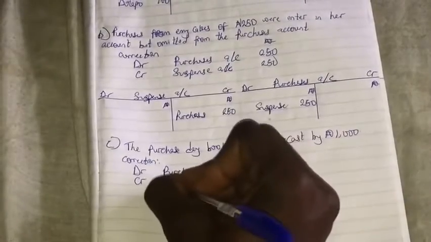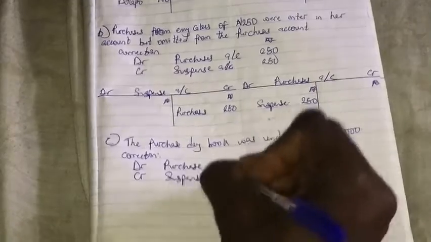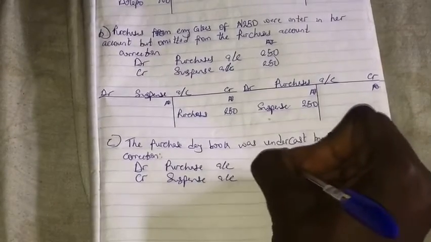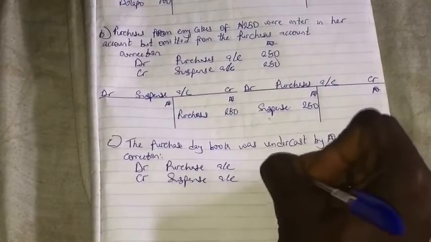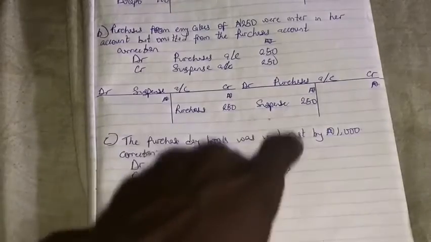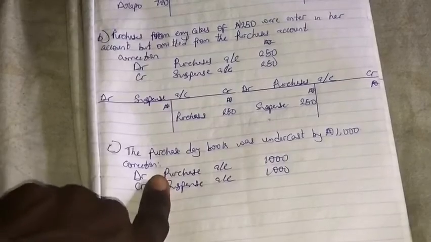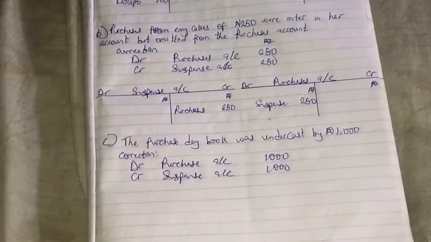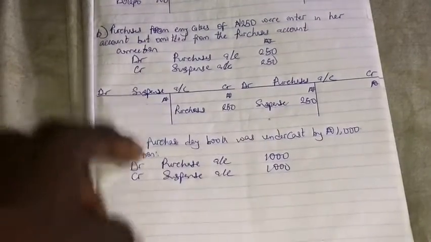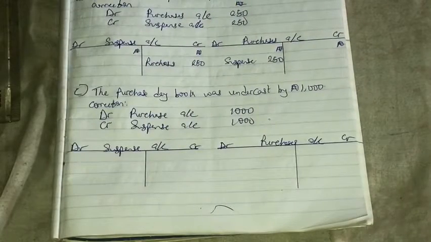Then you credit your suspense account with 1,000 naira. Assuming the question says the purchase day book was overcast by 1,000 naira, then you'll be crediting your purchases account and you'll be debiting your suspense account. So whenever you see an account, take your pen and jot this down.